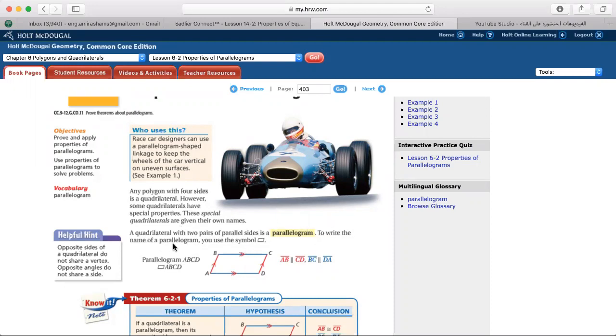To write the name of a parallelogram, you use this symbol. You write the symbol, a small parallelogram, and next to it the letters of the parallelogram. So parallelogram ABCD is written like this, a small parallelogram, then next to it ABCD. As you see here, the 2 red sides, AB and CD, are red because they are parallel. And AD and BC are colored in blue because they are parallel to each other.